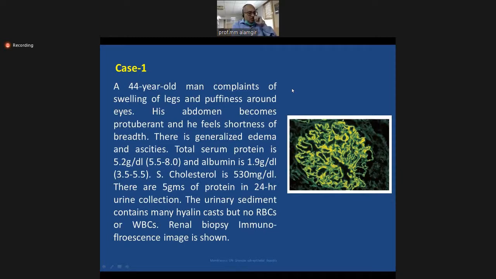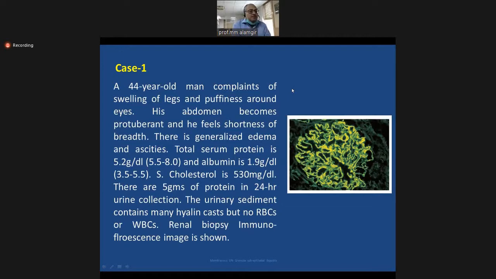Now the 24-hour urine collection shows a total protein loss of 5 grams within 24 hours. You may recall the definition which we have discussed previously. By definition, for nephrotic syndrome, the protein loss within 24 hours must be equal to or greater than 3.5 grams per day. This is one of the main defining features of nephrotic syndrome. Usually in nephritic syndrome, we have less protein loss within 24 hours. So you need to remember the definition of nephrotic syndrome.